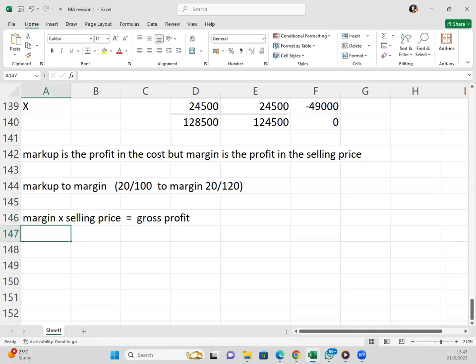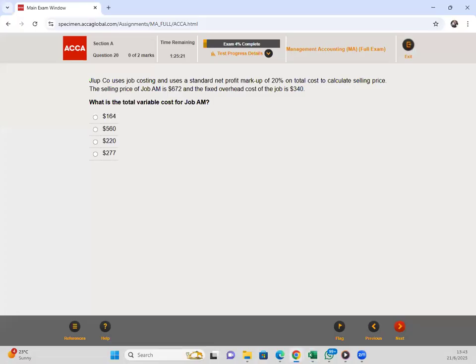How is this of help to our question? Let's go and read the question again. I was just downloading the knowledge that I have regarding that. So they are using job costing and a standard net profit markup of 20% on total cost to calculate the selling price. The selling price is 672. And the fixed overhead cost is 340. What is the variable cost?